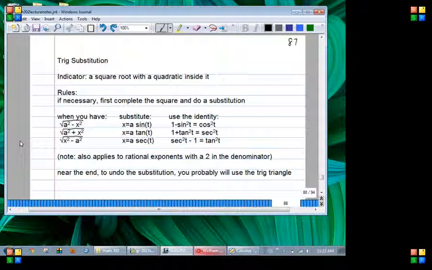When you have each of these different forms of square roots, that's the substitution you can make. So the square root of a squared minus x squared, substitute x equals a sine t. And we're going to use that identity. If you have the square root of a squared plus x squared, that looks like this identity, so you're going to use x equals a tan t. And then finally, if you have the square root of x squared minus a squared, that looks like you should use secant there, so x equals a secant t.